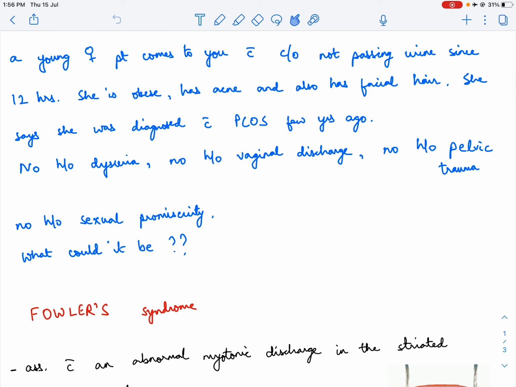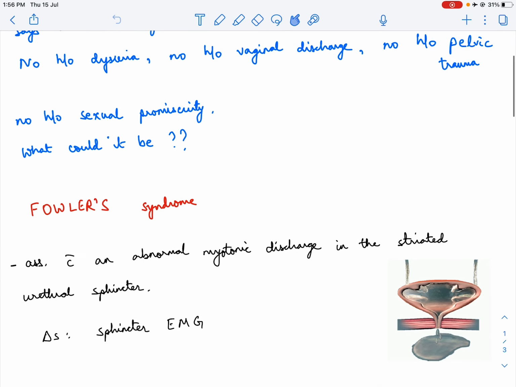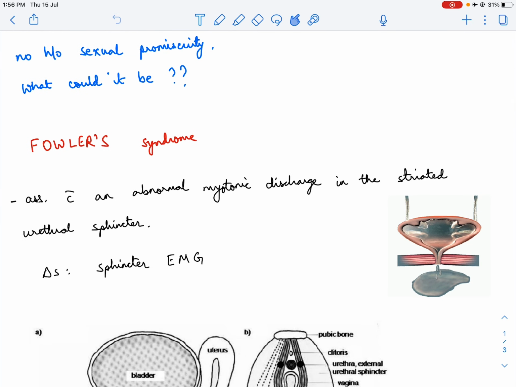Basically, in Fowler syndrome, the patient comes to you with retention of urine, and she also has a history of polycystic ovary syndrome. She gives you no history which is suggestive of having suffered from urethritis or from any other STD a few years ago, and she has no history of any pelvic trauma which could suggest a stricture. So then, what is the cause for the retention of urine?